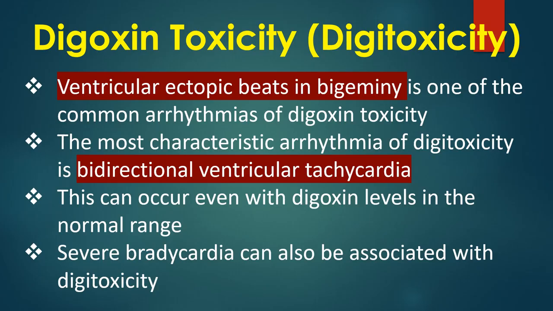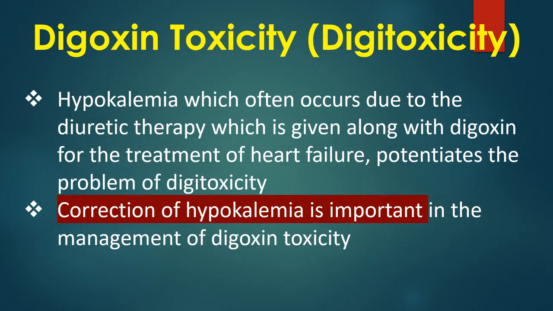Ventricular ectopic beats in bigeminy is one of the commonest arrhythmias of digoxin toxicity. The most characteristic arrhythmia of digoxin toxicity is bidirectional ventricular tachycardia. This can occur even with digoxin levels in the normal range. Severe bradycardia can also be associated with digoxin toxicity. Hypokalemia, which often occurs due to diuretic therapy, which is given along with digoxin for treatment of heart failure, potentiates the problem of digoxin toxicity. Correction of hypokalemia is important in the management of digoxin toxicity.